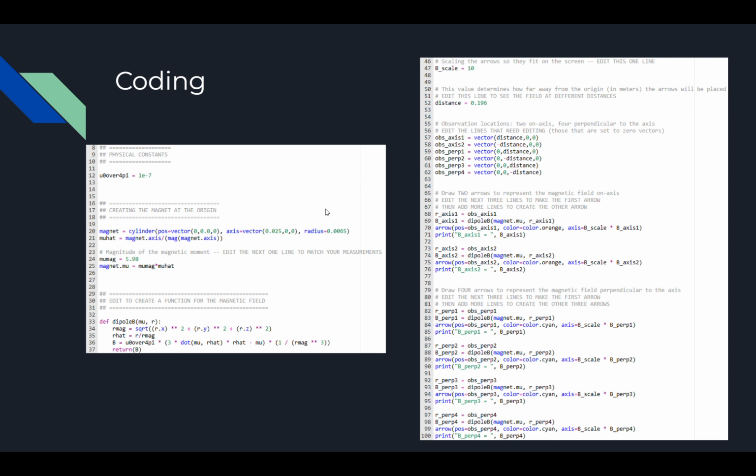As for the coding, we plug in our initial conditions, such as the magnetic moment over here. We create code for the magnetic field of a dipole, and then we set observation locations where two of them are on axis, these two, and then these four would be perpendicular to the axis, or off axis. And then we create arrows for all of these values.